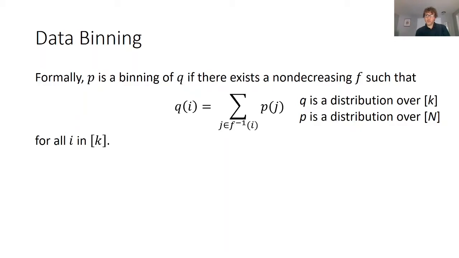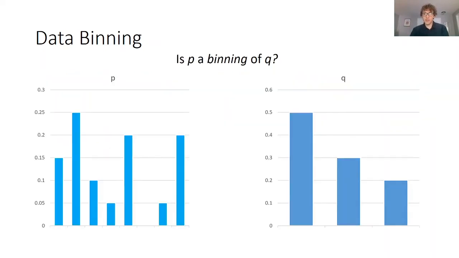Q is a distribution over brackets little k, the elements 1 through k. And P is a distribution over brackets capital N, the integers 1 through capital N. Capital N will often be much larger than little k. And so let's look at an example here. Is little p a binding of Q here? It turns out that the answer is indeed yes, and so we can color code things to see that.